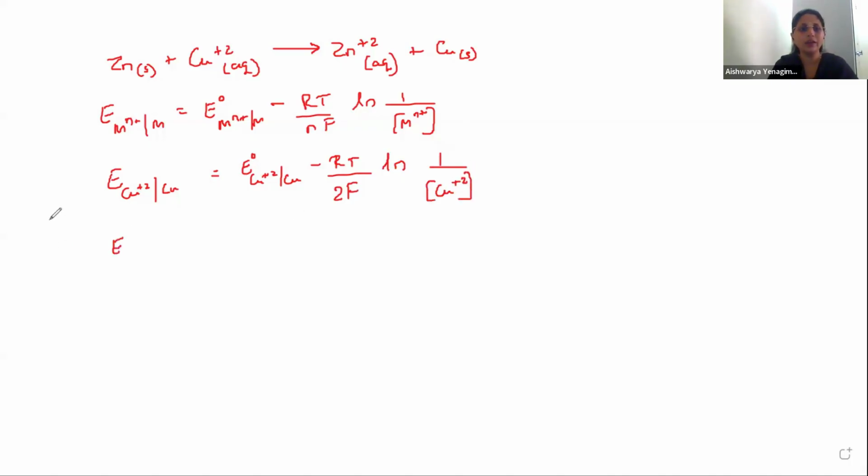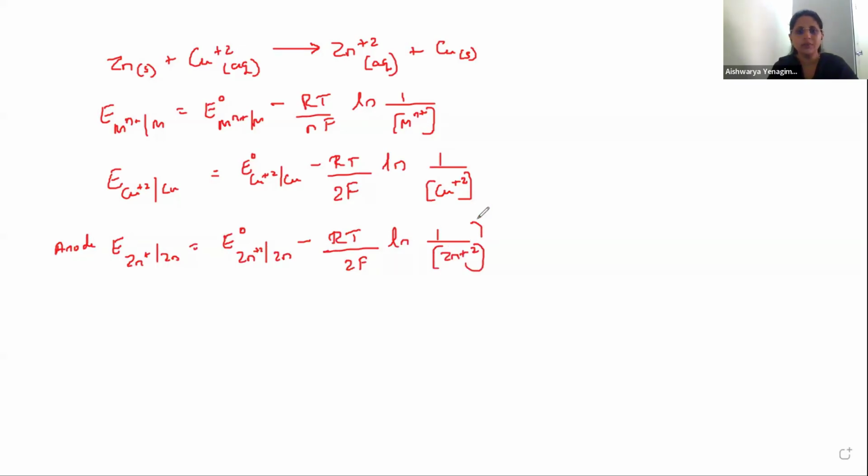Similarly at the anode, tell me. So at the anode, Zn plus 2 bar Zn, the electrode potential is equal to the standard reduction potential of Zn plus 2 bar Zn minus RT. How many electrons again? 2 electrons into F, natural logarithm 1 by Zn plus 2. Correct?